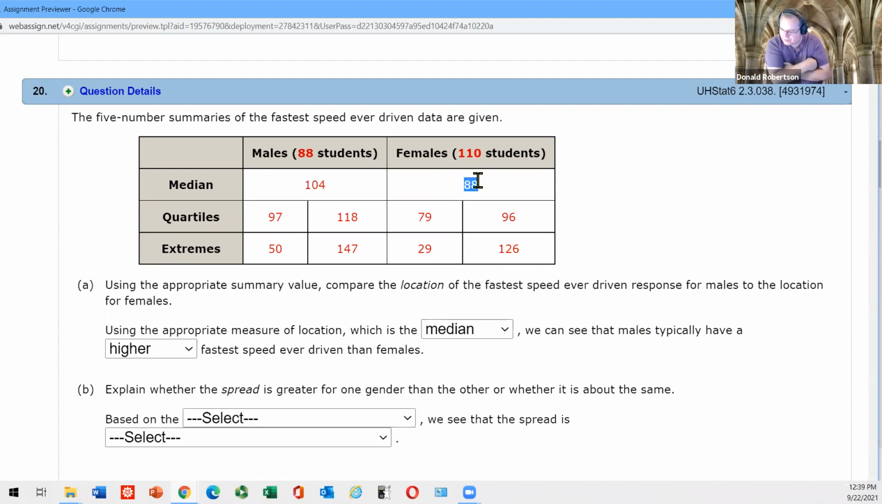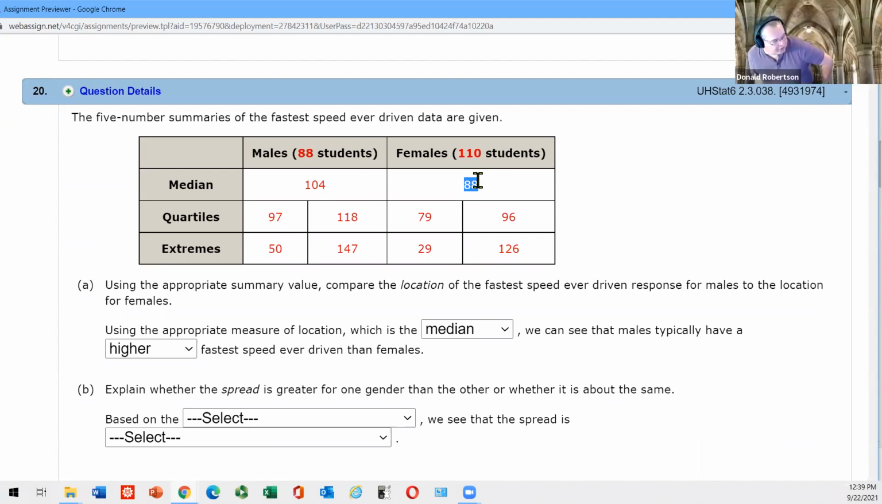Right, so using the medians, wouldn't that be evidence that males just go faster? Does that make sense? I'm seeing some notes and some puzzles. Lauren, what's not making sense? Wouldn't it technically be the quartiles though? Because it's 97 to 79.